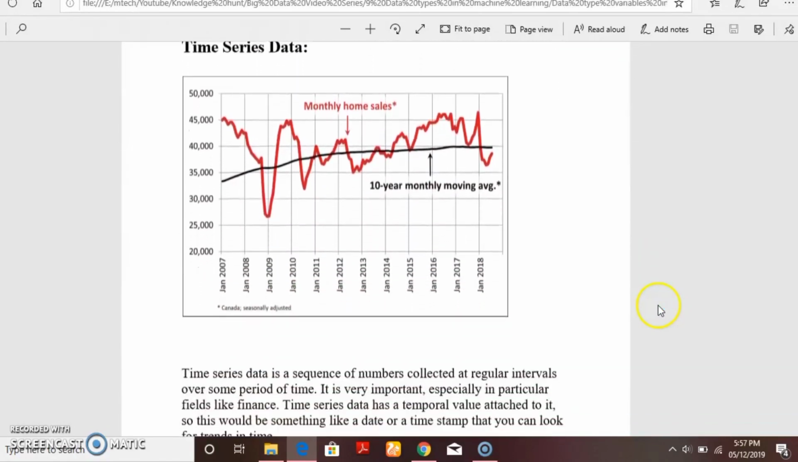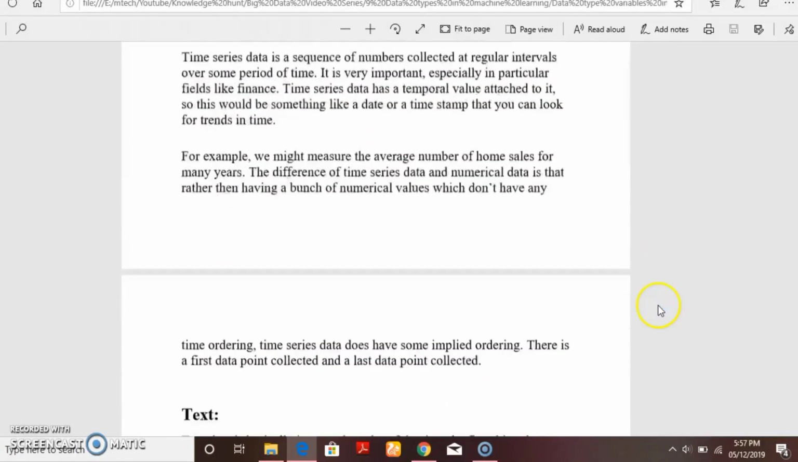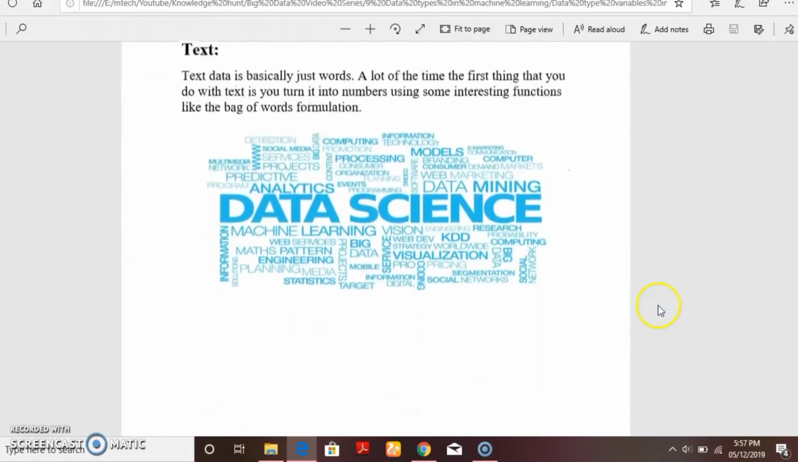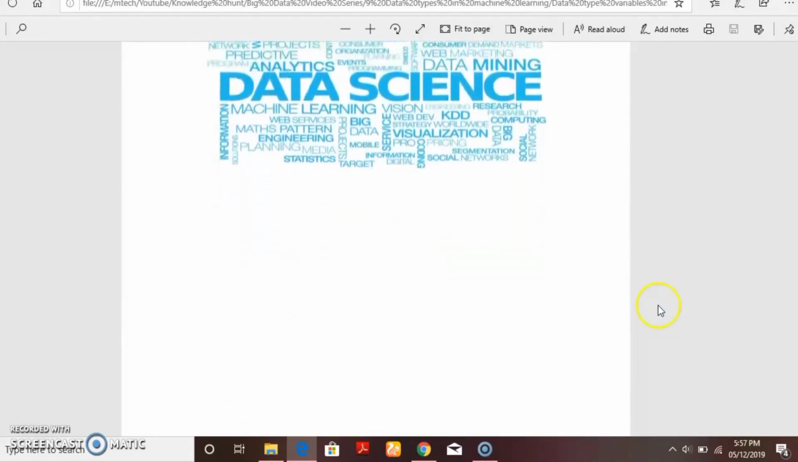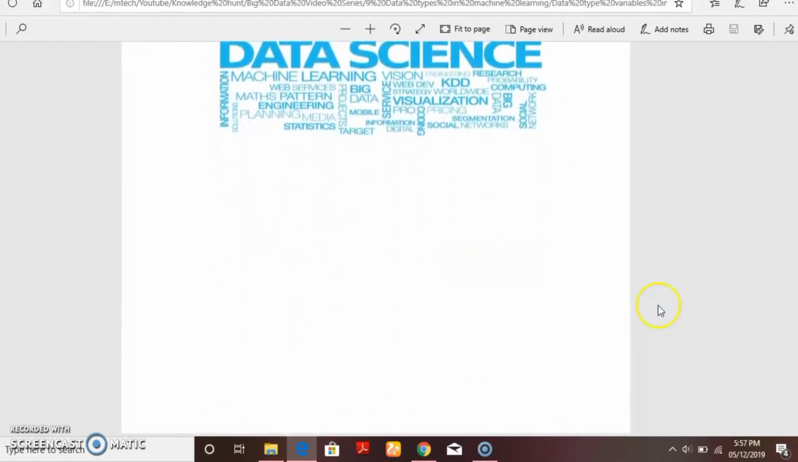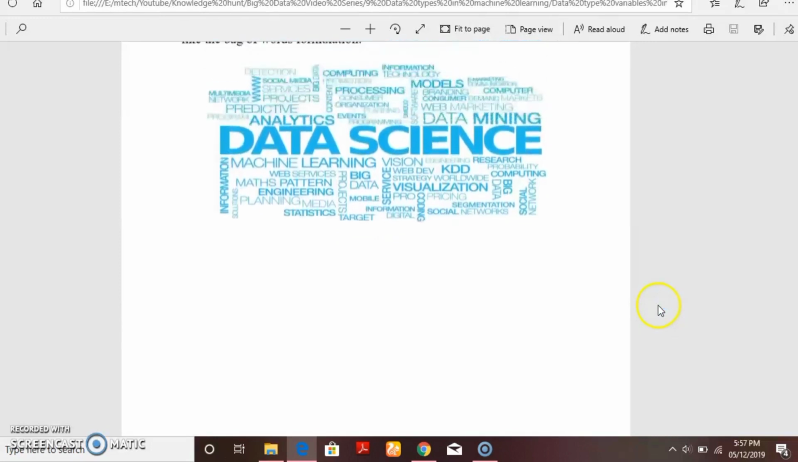And the time series data and the text data. Mostly text data is used in machine learning so that it is easy to process the data. The cleaning process is easy when we are working with a text data set.